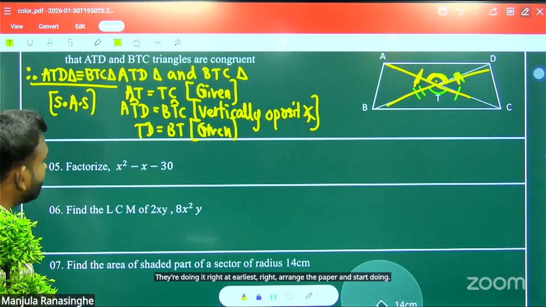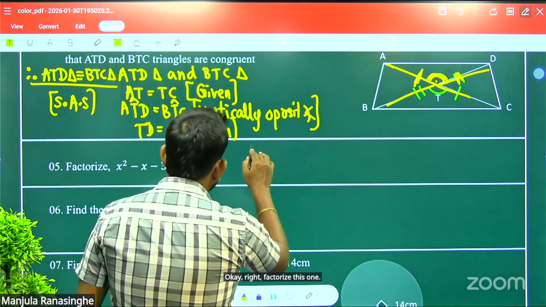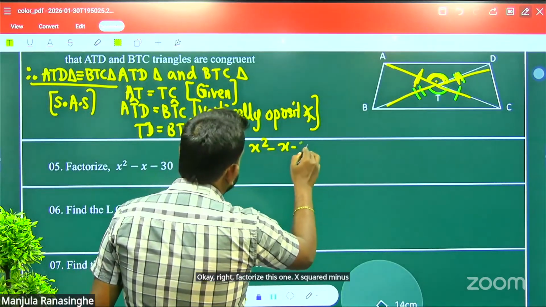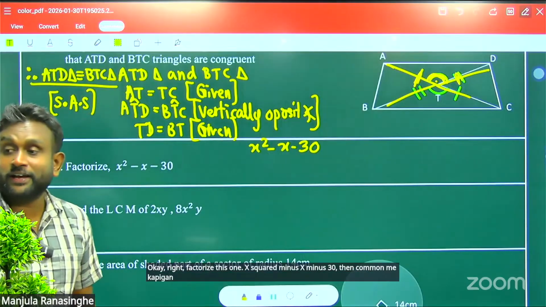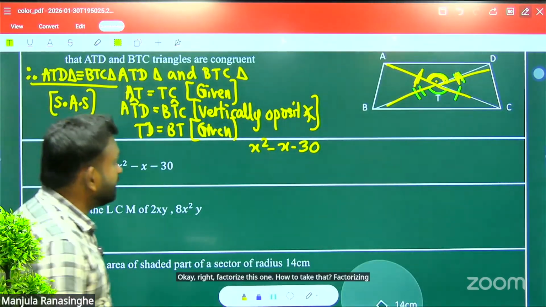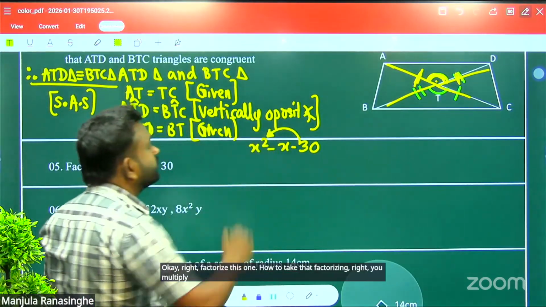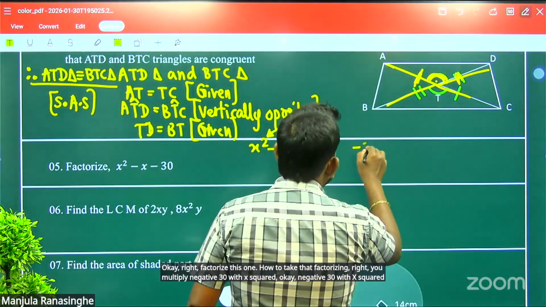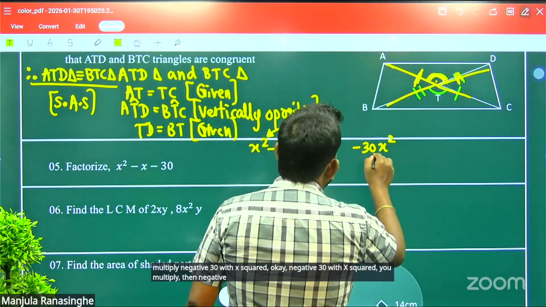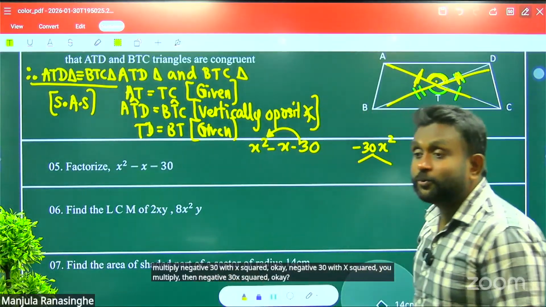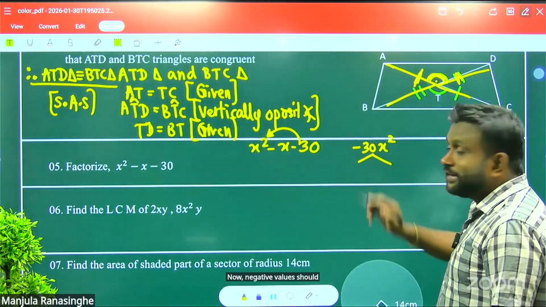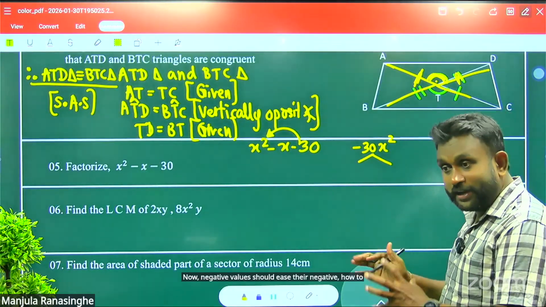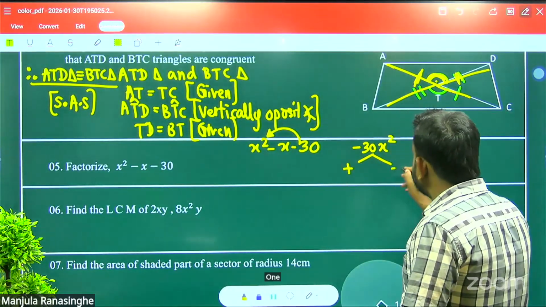Right, factorize this one: x squared minus x minus 30. How to factorize? You multiply negative 30 with x squared, giving negative 30x squared. Now how do we make a negative product? One should be positive and one should be negative.